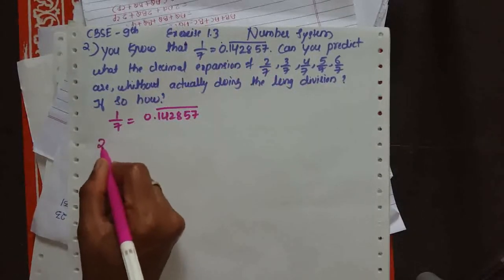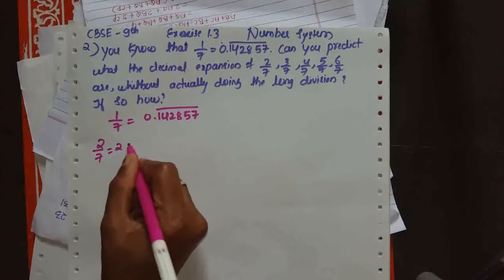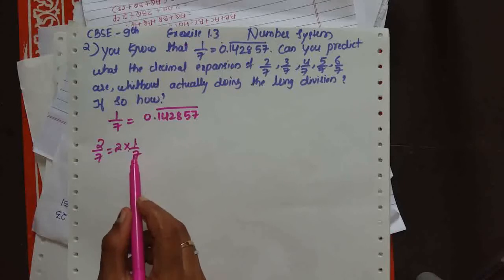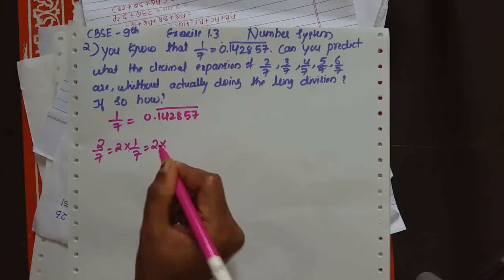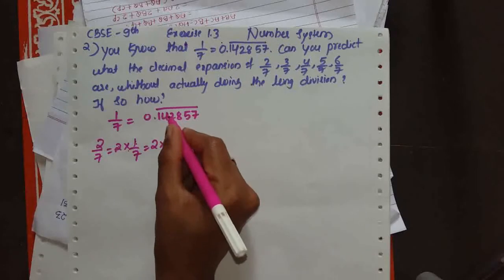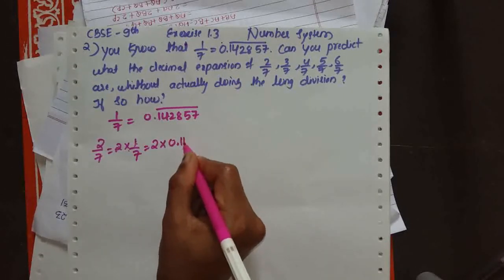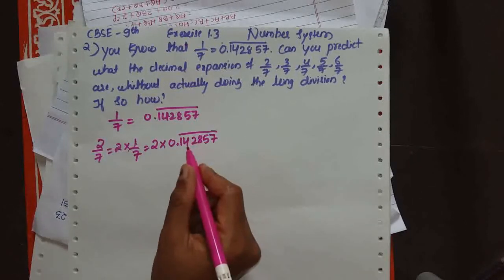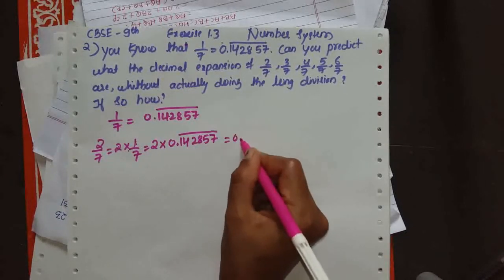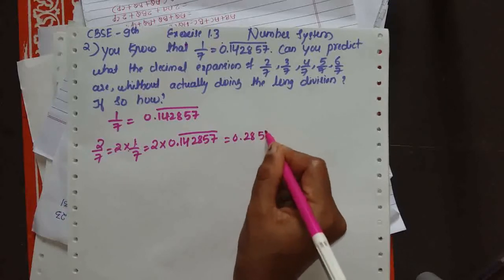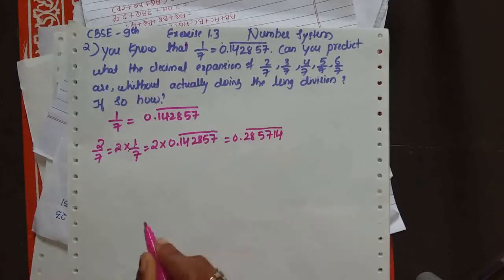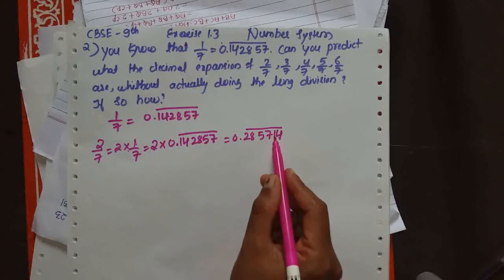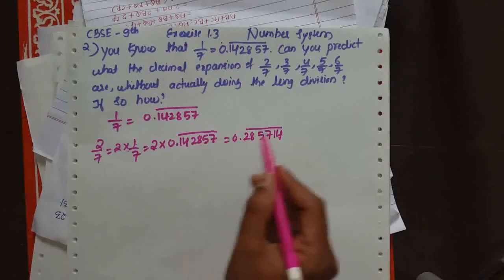First we need to find 2 by 7. This can be written as 2 into 1 by 7. Here I have taken the 1 by 7 value, 0.142857. Multiplying this by 2, we will get 0.285714. Just multiply: 2 7s are 14, 2 5s are 10, 10 plus carry 1 is 11. Just multiplying, we get 2 by 7.